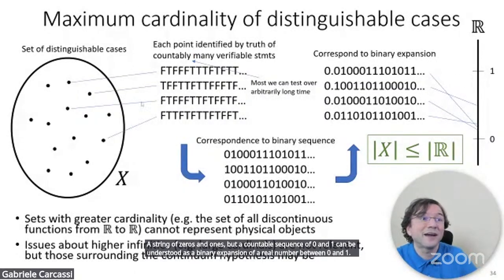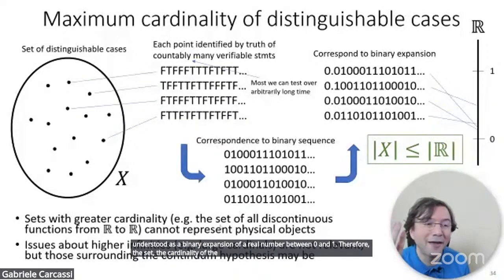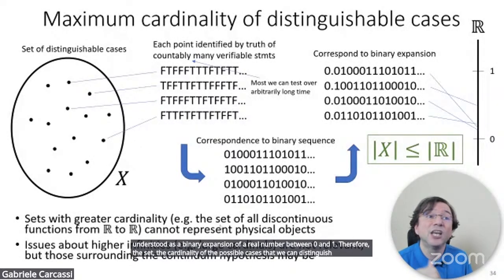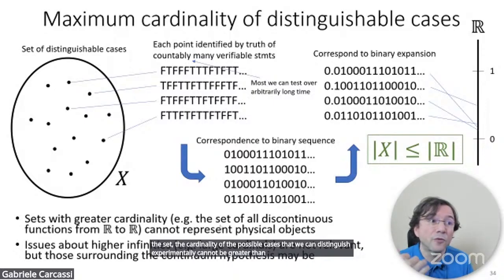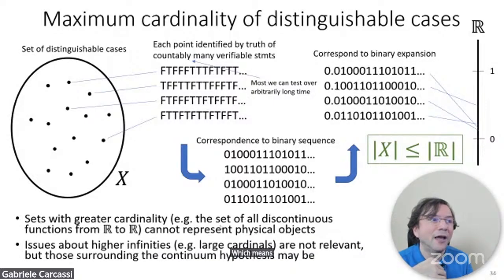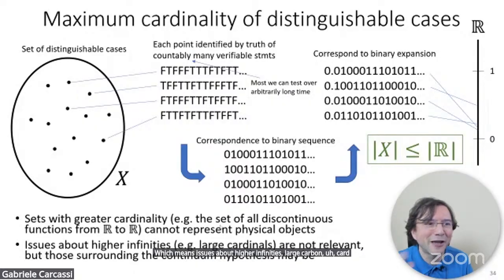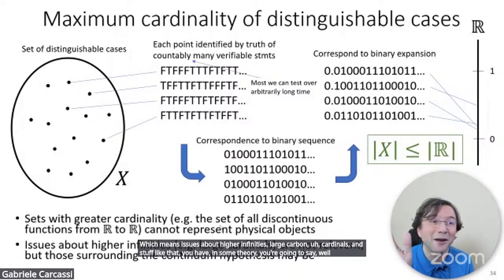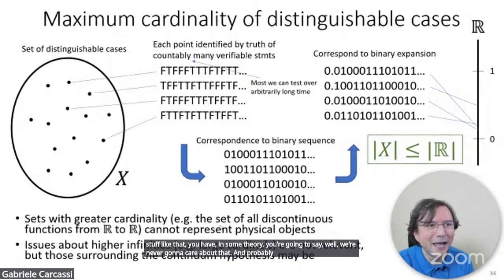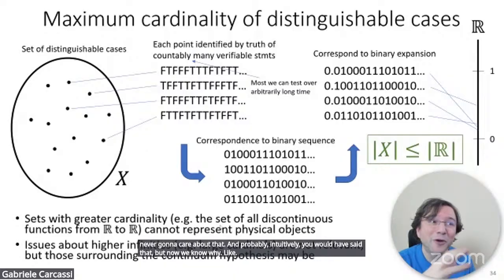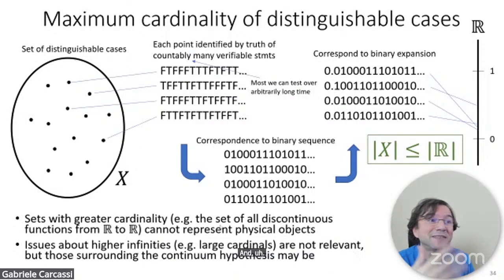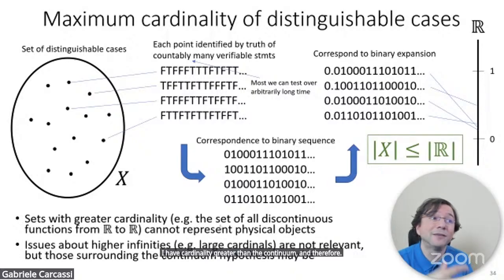Therefore, the cardinality of the possible cases that we can distinguish experimentally cannot be greater than the cardinality of the real numbers, which means issues about higher infinities, large cardinals and stuff like that you have in set theory, you're going to say, well, we're never going to care about that. And probably intuitively you would have said that, but now we know why. There is a reason why we don't care about cardinality greater than the continuum. And things like the set of all discontinuous functions from R to R have cardinality greater than the continuum, and therefore they cannot represent physical objects.